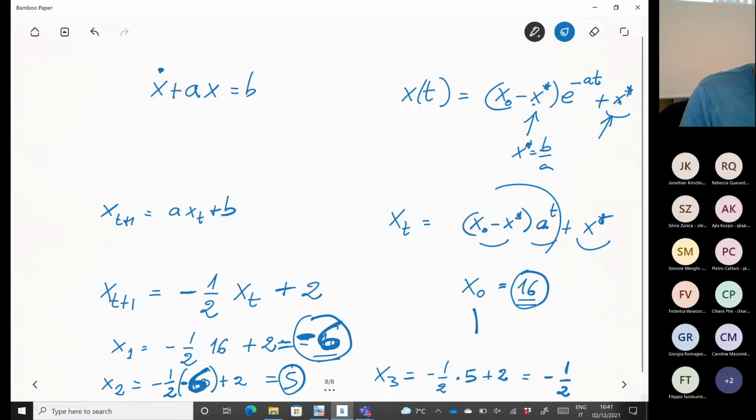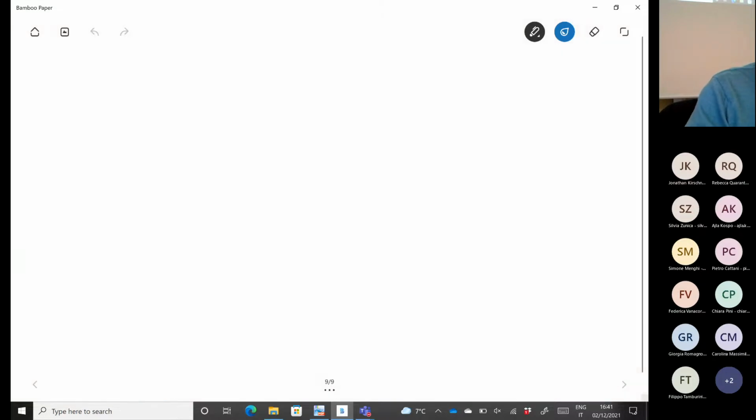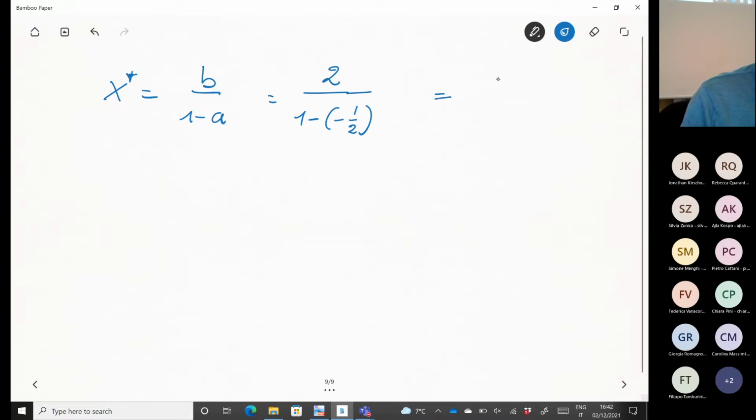We can compute it because it's b over 1 minus a. A is this one, b is this one, okay? The steady state x star is b over 1 minus a, which is equal to, b was 2, right? Divided by 1 minus 1/2. 2 divided by 3 over 2, which is equal basically to 4 over 3, okay? So it approaches some level which is 4 over 3.